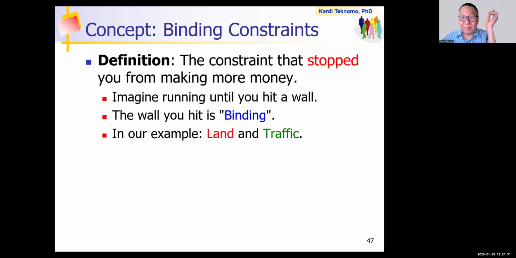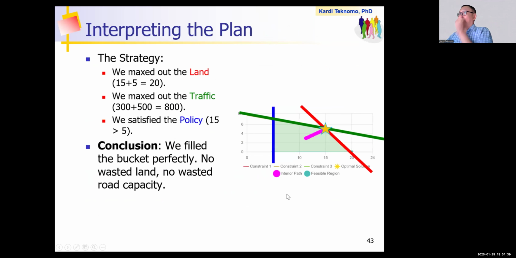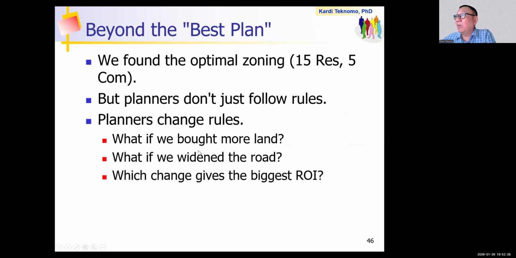Do you understand? The optimum value here, the star, happens when the traffic constraint, the green, intersects with the land constraint, the red, not the policy constraint. So it happens between these two constraints, and these two constraints are called binding. Clear? The policy constraints are non-binding. In the calculator you can see the dual, and you will see binding or non-binding.